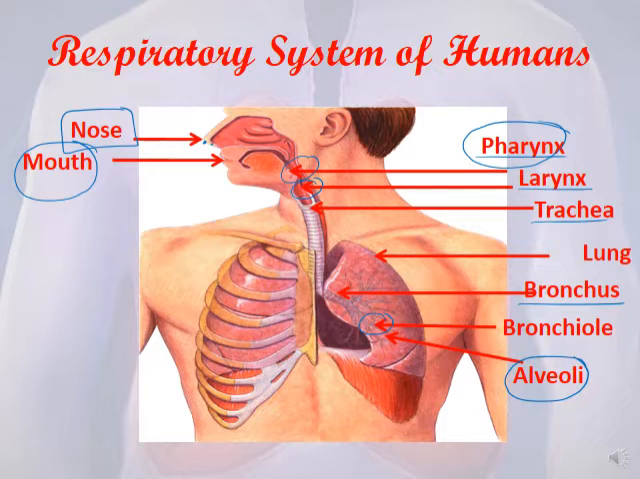You have to know the nose, the mouth, the pharynx, the larynx, the trachea like a tube moving down to the lungs, which is the most important organ inside the respiratory system. The lungs are the most important organ. We have here the bronchus branching, the bronchioles, which are the branches, and the alveoli, which are the air sacs.